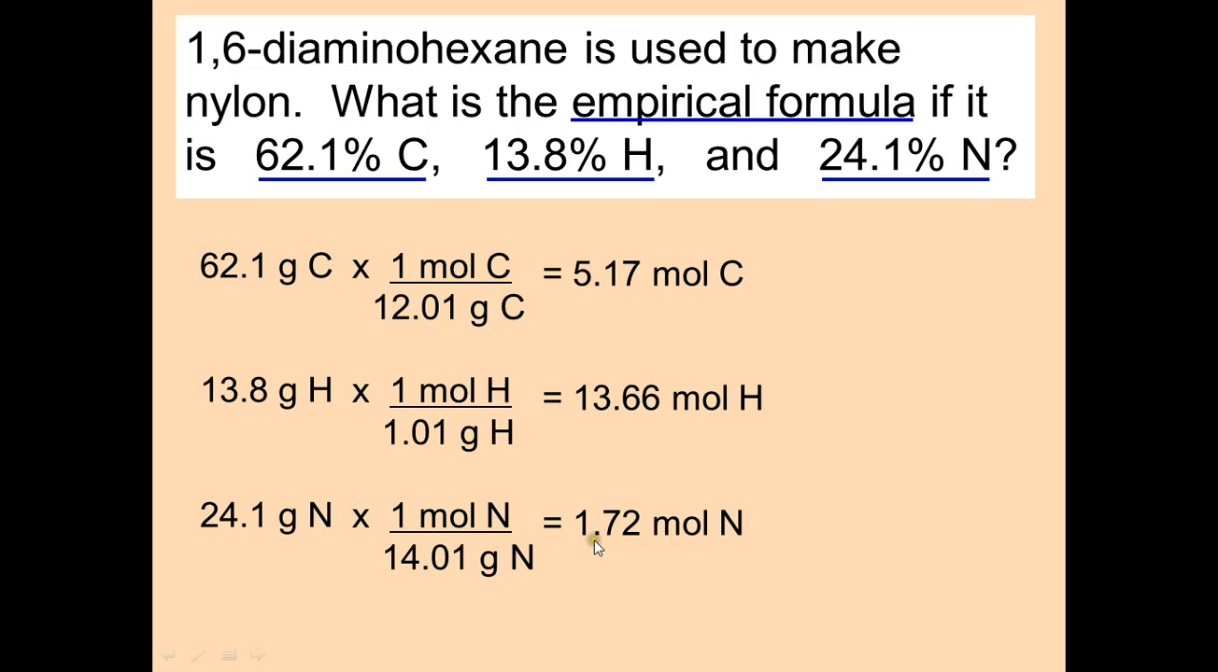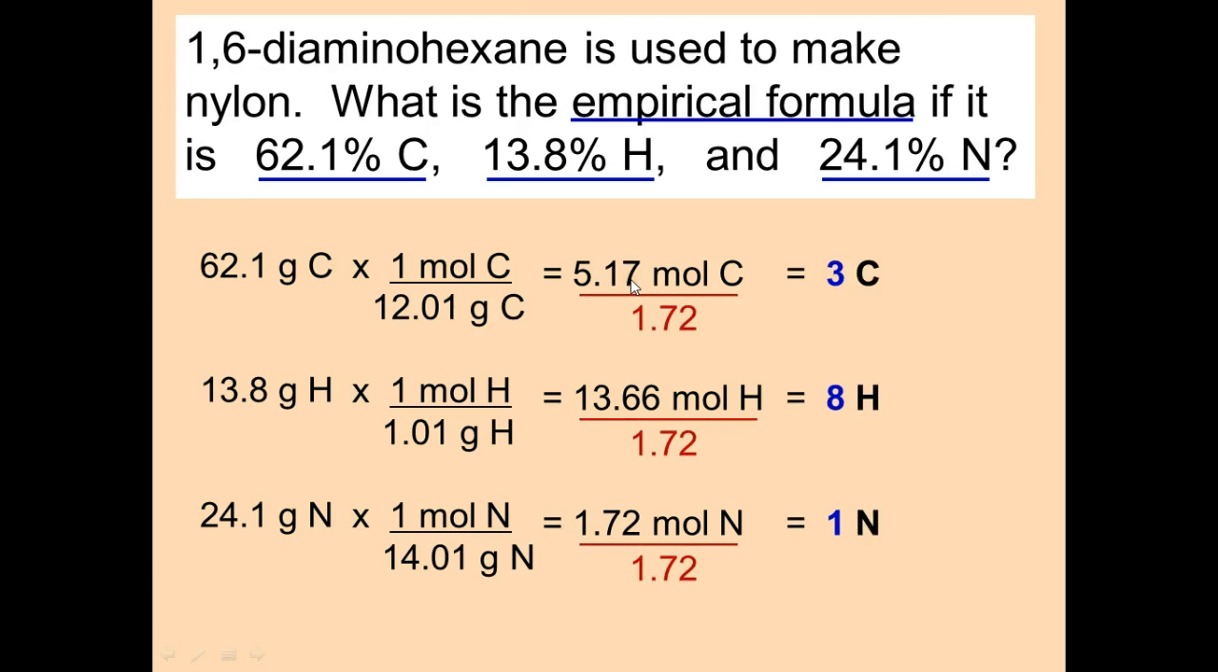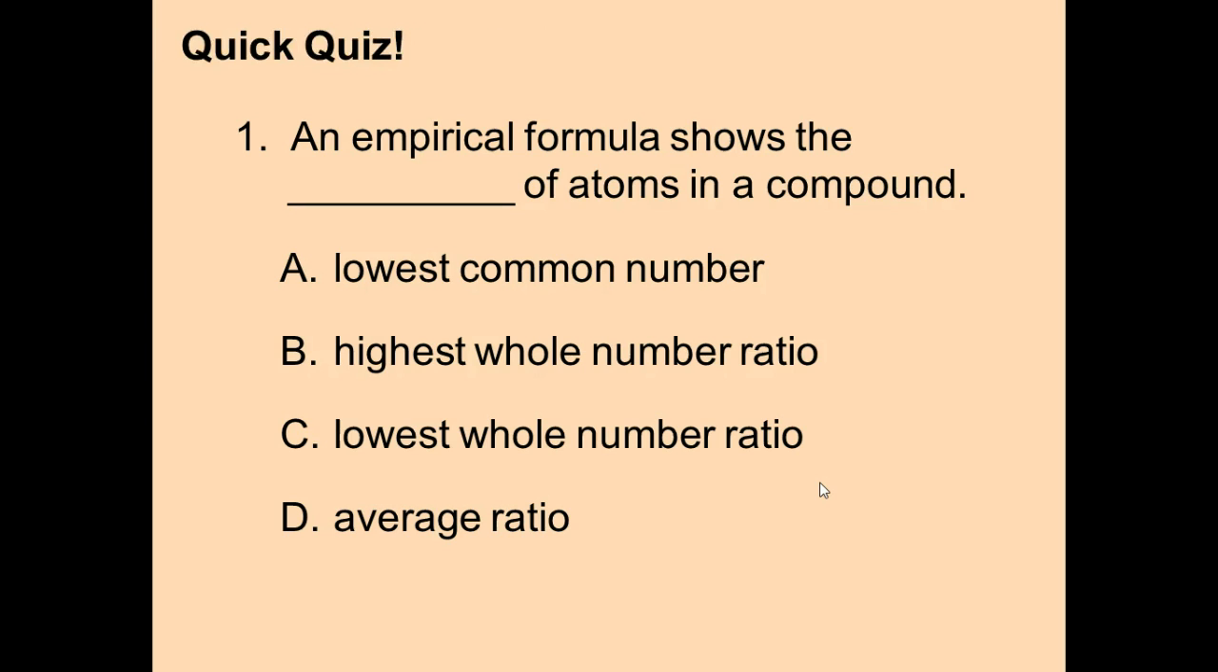So out of all of these, pick the smallest one and divide all of them by that. So 1.72 is the smallest, so we divide all of them by that, and we get 3, 8, and 1. So 3 carbon, 8 hydrogen, 1 nitrogen, and then it says times to whole, but these are already whole numbers, so we don't have to do the last step. So we skip this step. Woohoo! So the empirical formula is C₃H₈N.